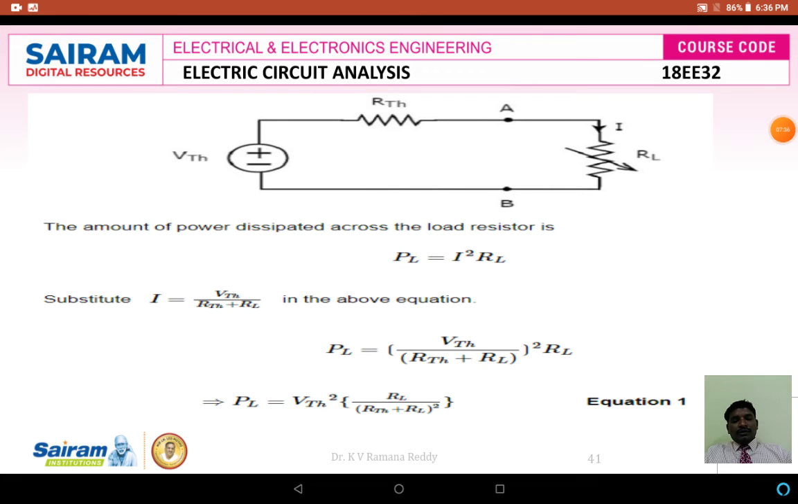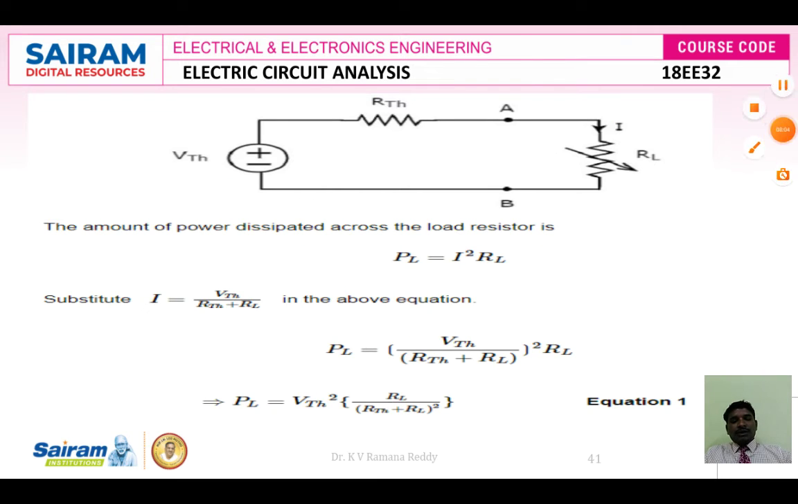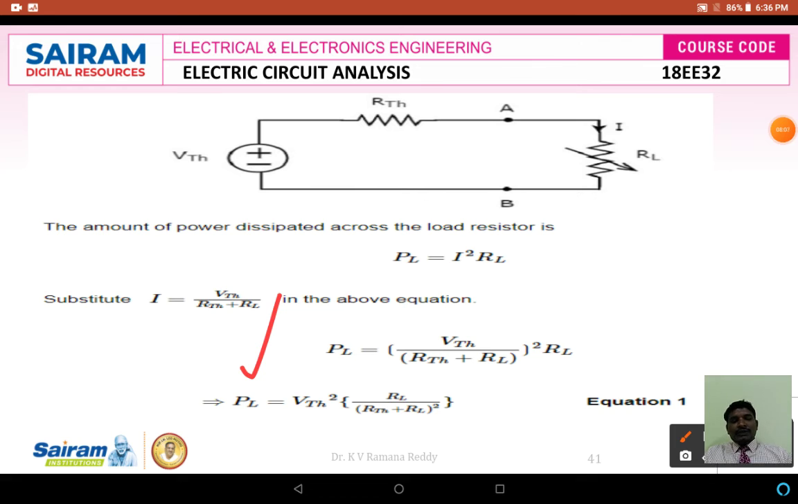Now what we have to do? The condition for the maximum power transfer theorem is that when load resistance is equal to source resistance, only then is the maximum power flowing from source to the load. So I want to differentiate the power across the load equation, that is the PL equation, with respect to the load resistor, because the maximum power is delivered from source to the load when I am adjusting.